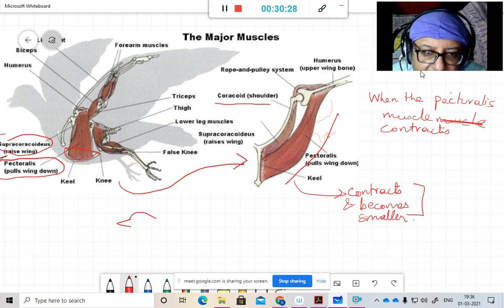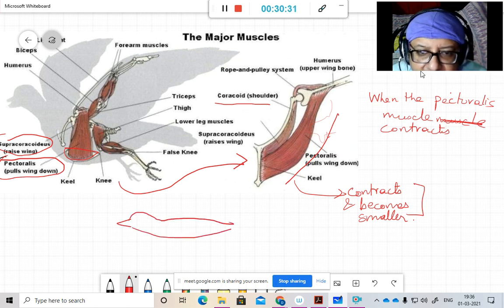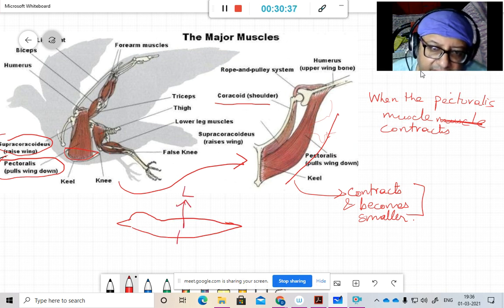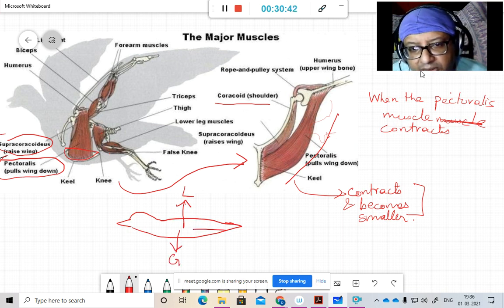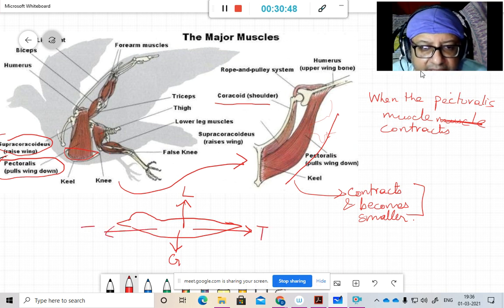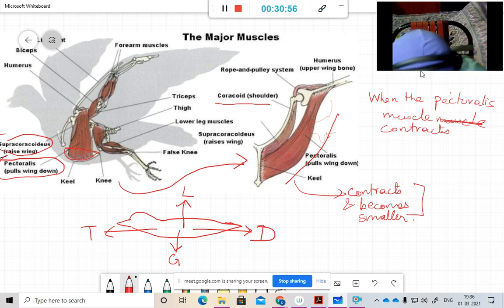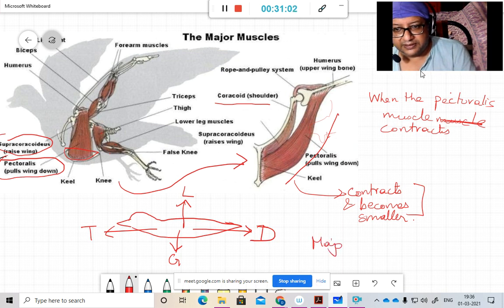So the flight of a bird has got four actions. One, lift, and one is gravity, which pulls it down. Then there is a thrust, which pushes it forward. This is the thrust, and friction, which pulls it back, is known as drag. So there are four things. So these are the major muscles for flight.